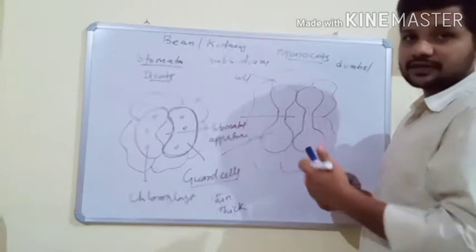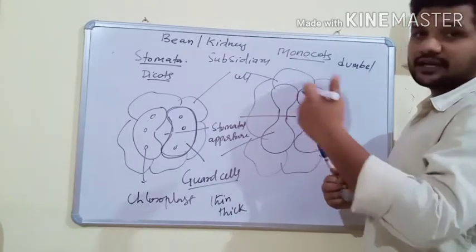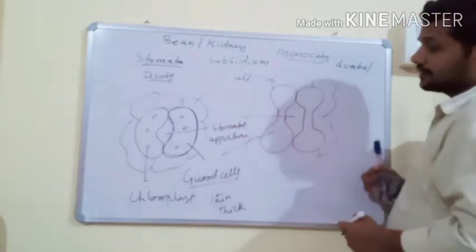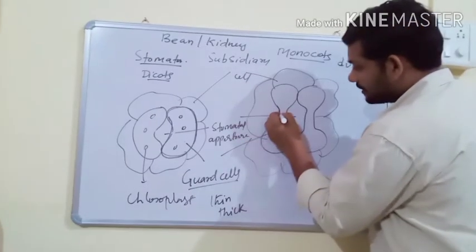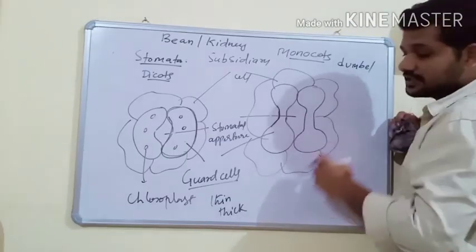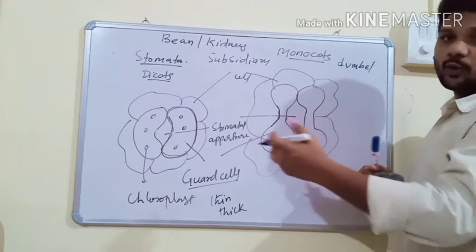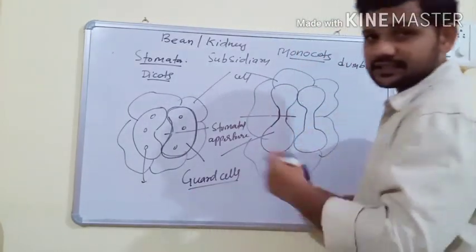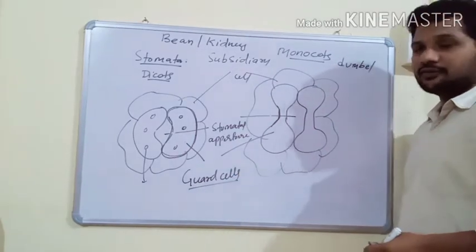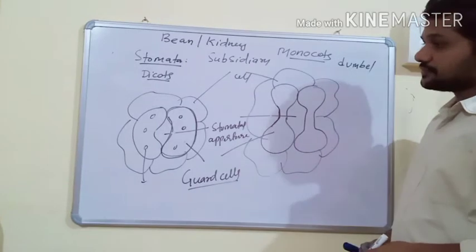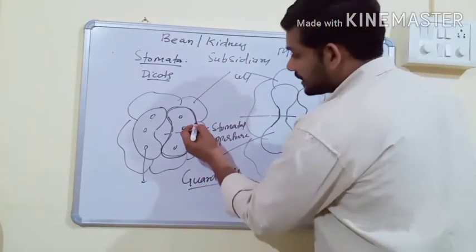Generally, stomata open during daytime and close during night time. That's why the rate of transpiration is very high in the daytime, and very low at night time. The outer layer of the guard cell is thin and the inner layer is thick, and this helps in opening and closing of stomata. Opening and closing of stomata is directly related to the rate of transpiration.